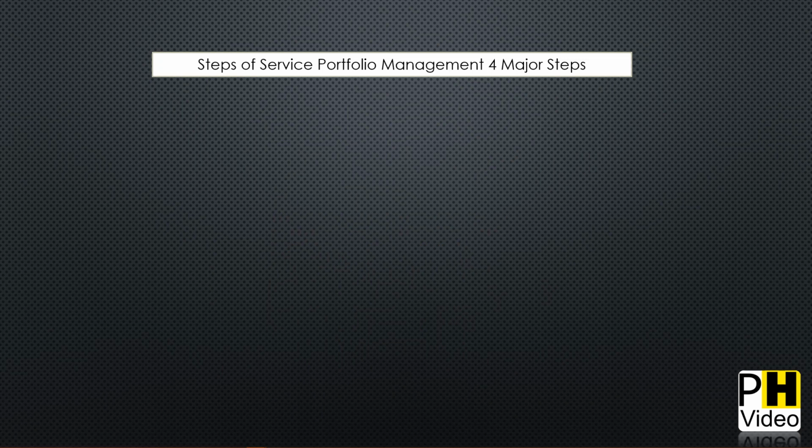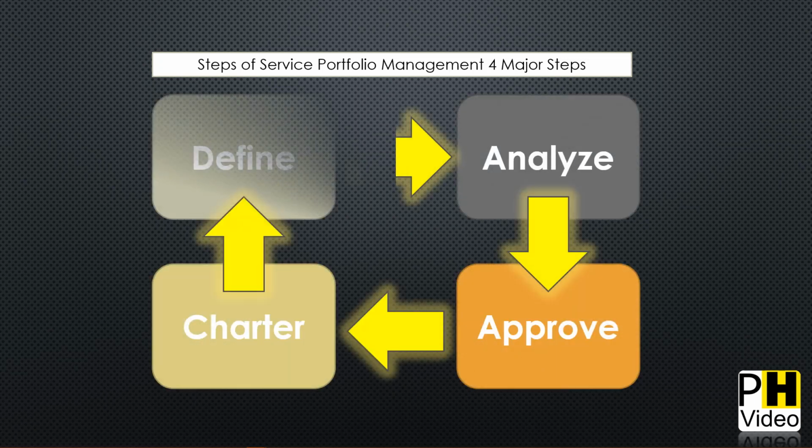So there are 4 steps to service portfolio management. This you will need to memorize. This will be on the tests, if you're looking from a test perspective. Define, analyze, approve, charter. You'll notice that it also looks kind of like the Deming cycle, plan, do, check, act, that they're always kind of feeding each other. That's because that's how it works. You've got to charter it, define it, analyze it, approve it. It's going to keep going in an infinite circle.